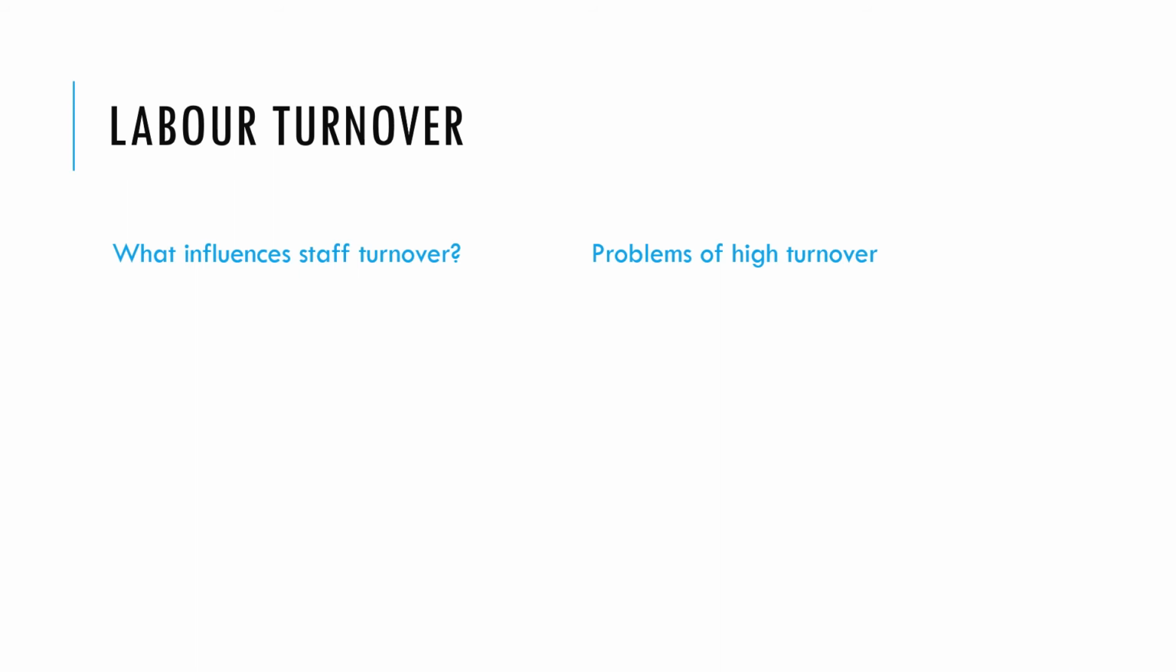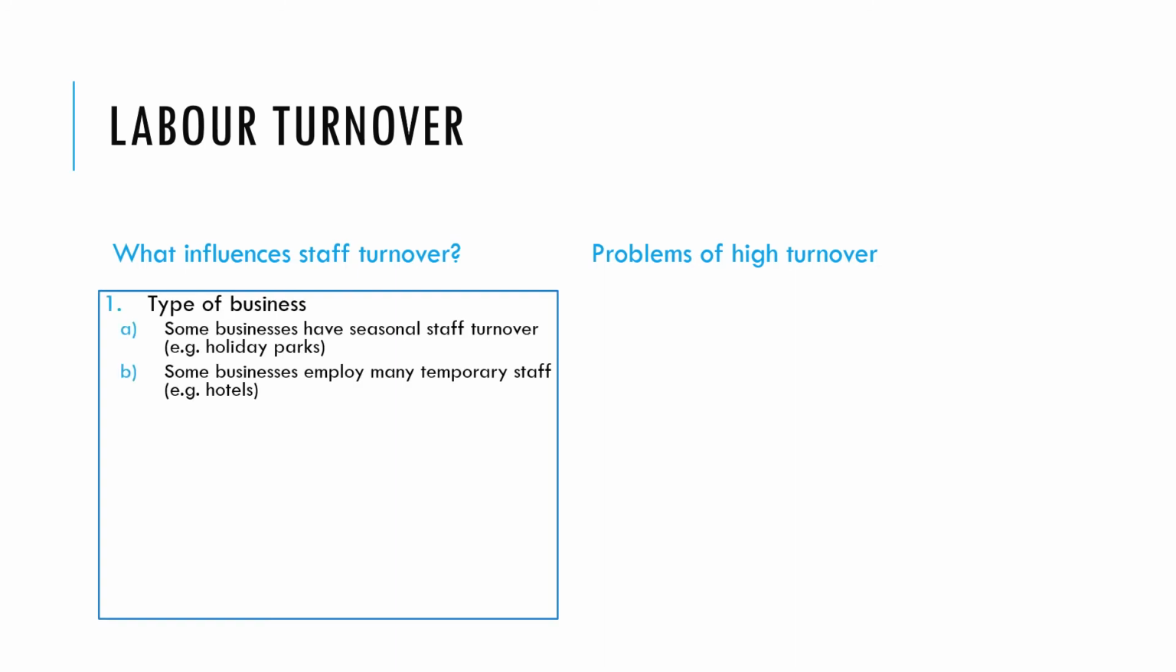So how can we interpret this figure, this calculation, and what influences it? Well, the type of business is the first thing to recognise. Some businesses will naturally have higher levels of staff turnover than others. So businesses that have seasonal staff, so holiday parks, theme parks, that sort of thing, will tend to have higher rates of labour turnover. Some businesses employ temporary staff only for a certain period of time, so catering, hotels, so again, they would experience a higher rate of labour turnover. Other businesses, maybe more stable businesses with full-time permanent staff, if they have a high level of labour turnover, then that would be possibly more worrying for the business.